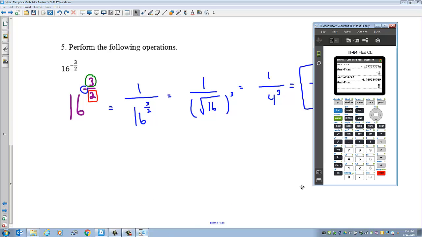Of course, you can check it, 16. You can hit raise 2. You need a negative, so don't hit the minus sign, hit the negative button right there. And then 3 divided by 2, and you see you get this 0.015624. We can convert it into a fraction if you like, and it is 1 over 64.